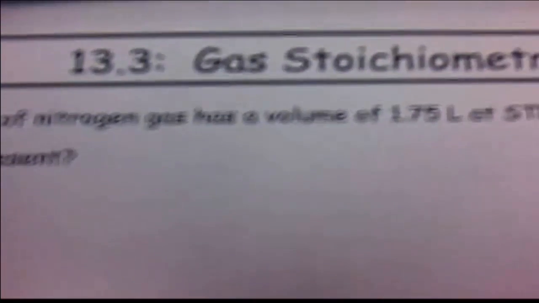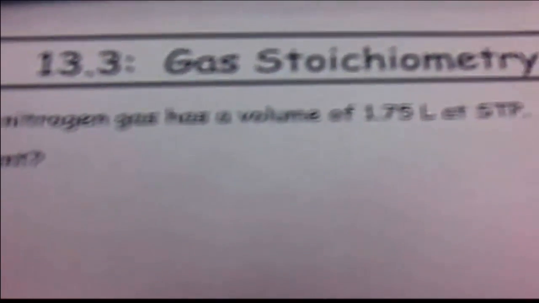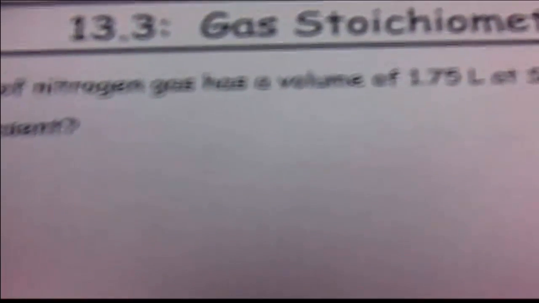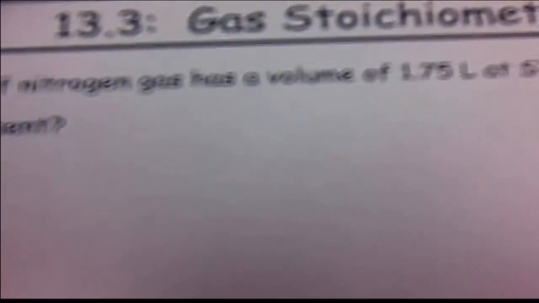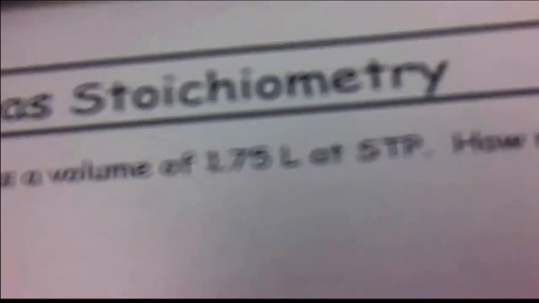All right, we're going to start with 13.3, which is gas stoichiometry today. And you have the notes that I have here in front of me. So we're just going to start with these notes. We're going to go through two example problems. The first one says a sample of nitrogen gas has a volume of 1.75 liters at STP. How many moles of N2 are present?